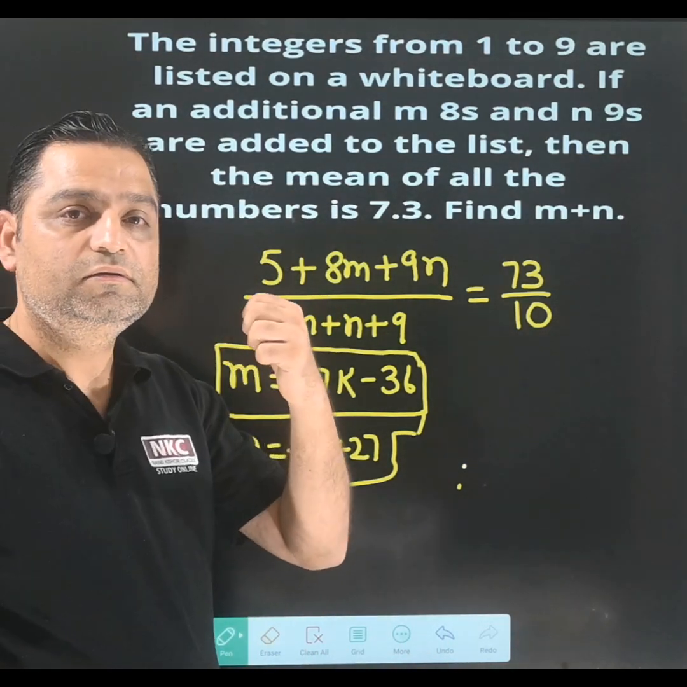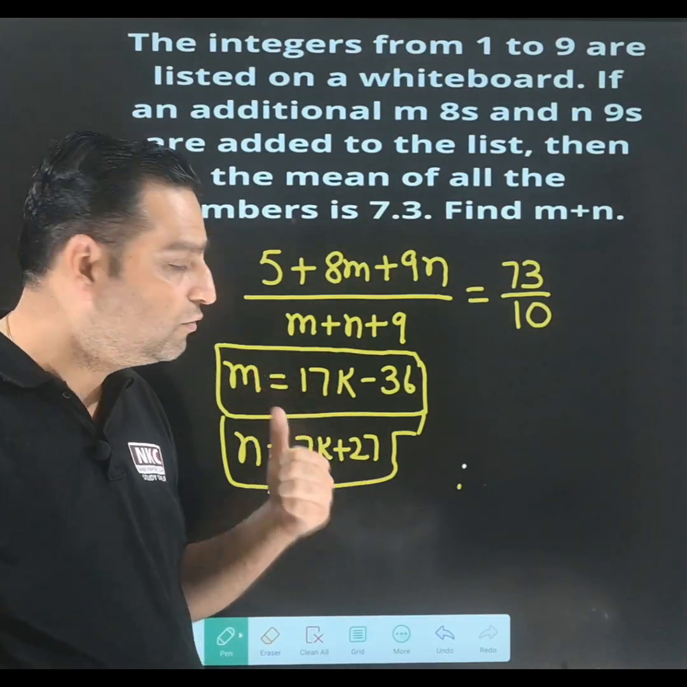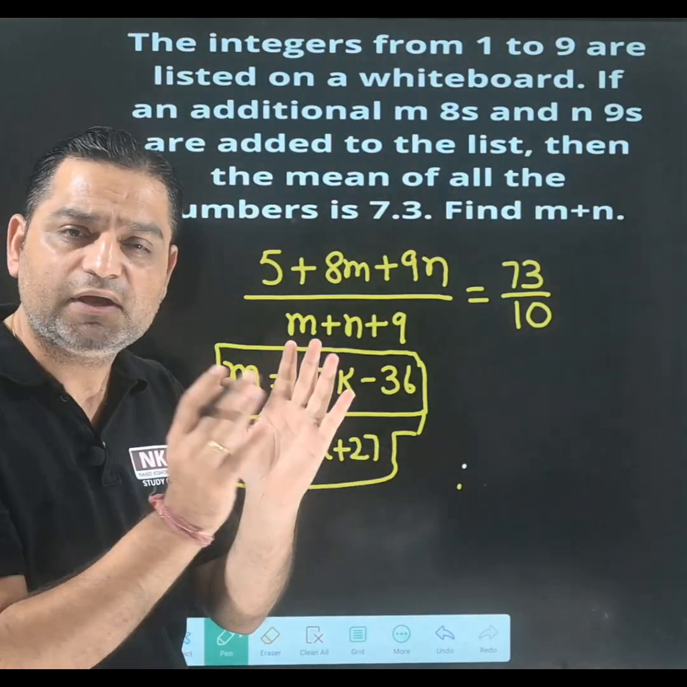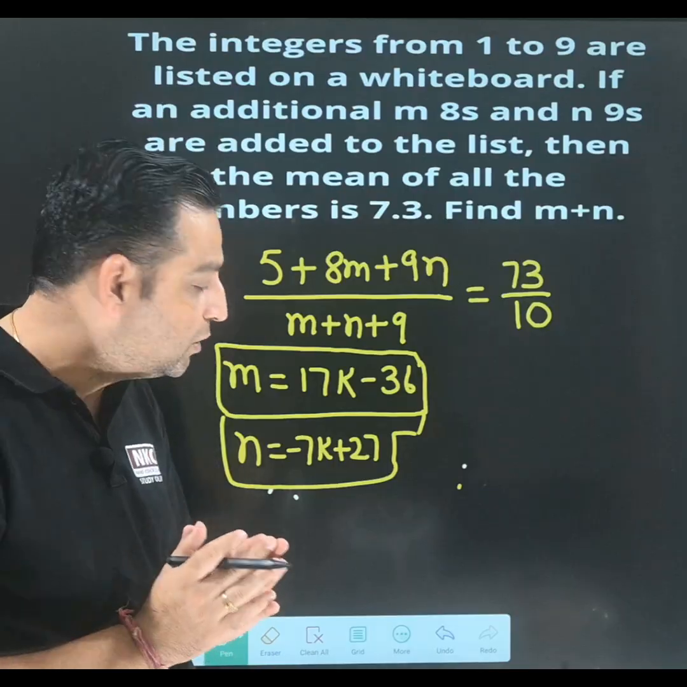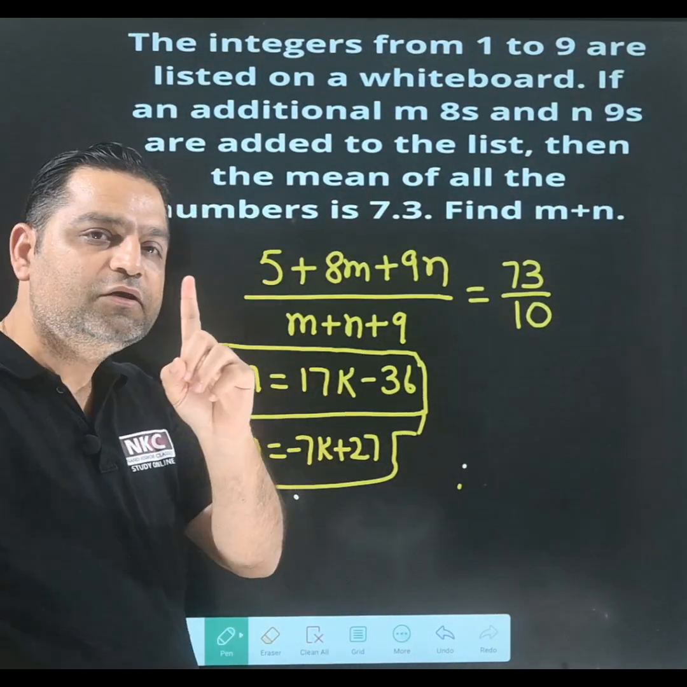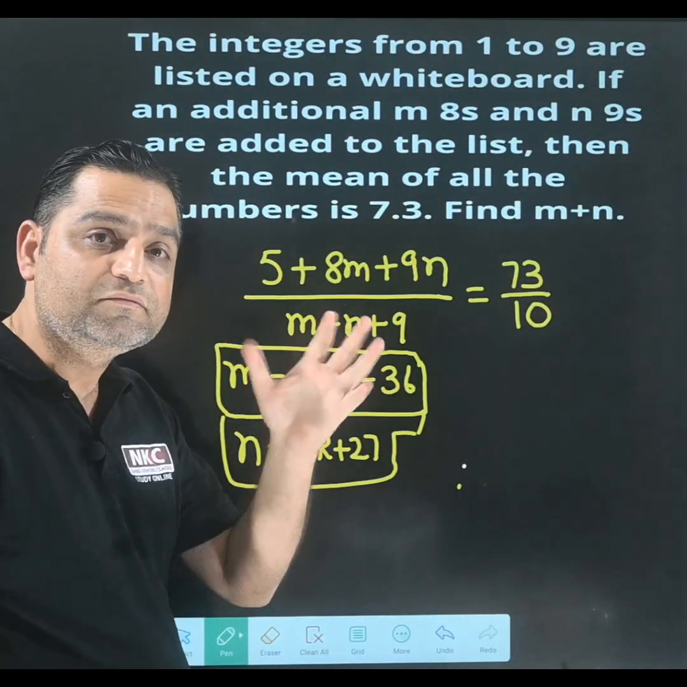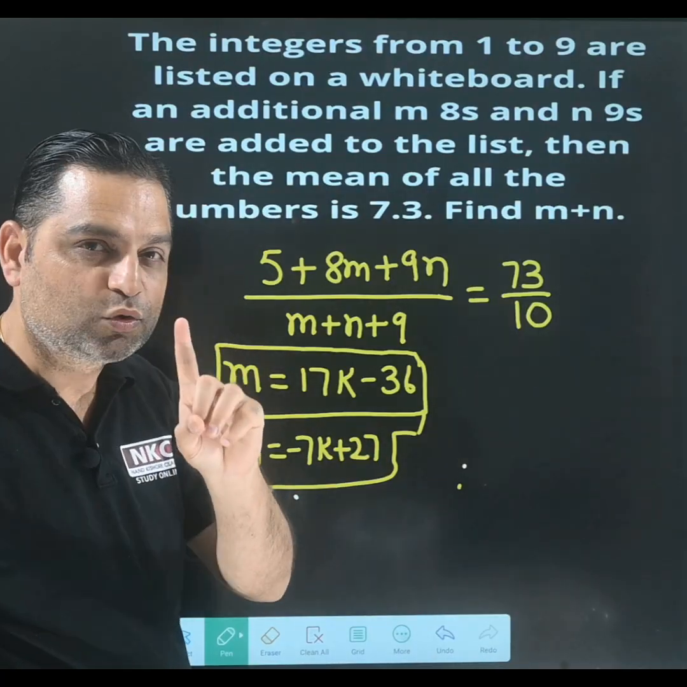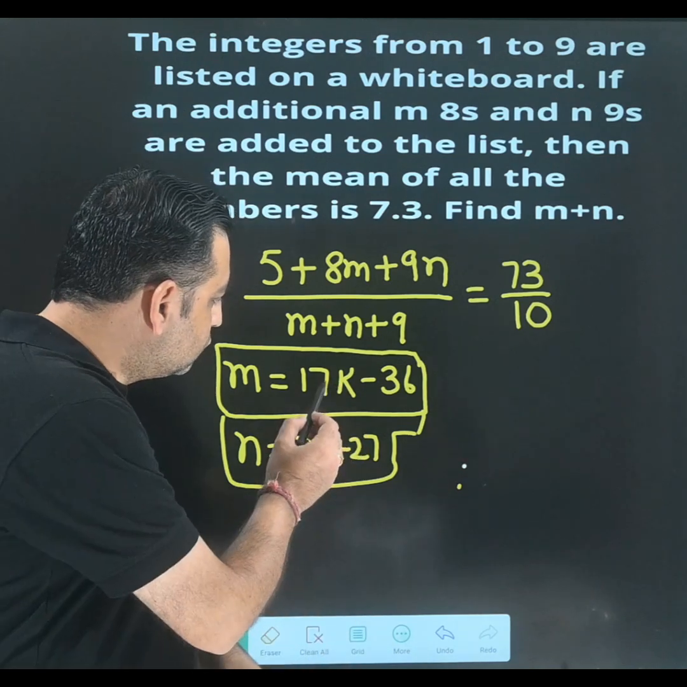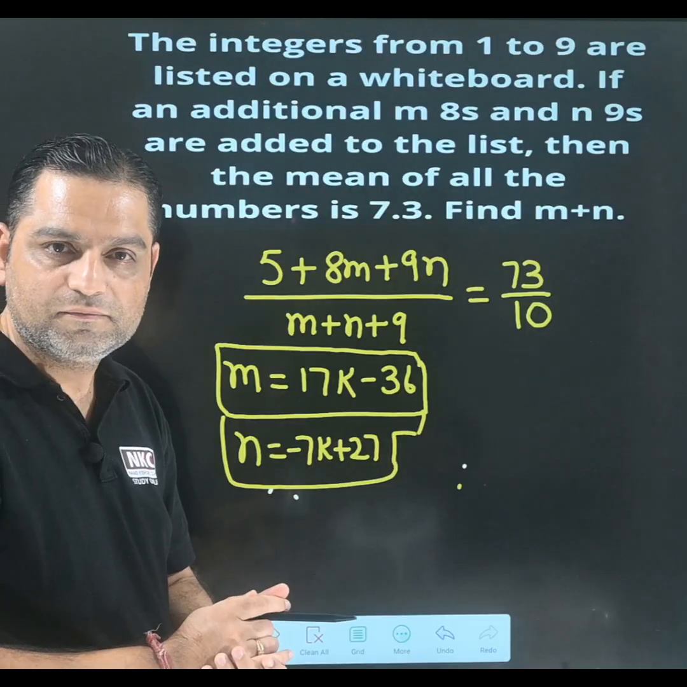See, now time starts for the selection of the value of k. Selection of k means k can be taken as 1, 2, 3, 4, 5, anything, it's an integer. But which value of k is satisfying here? See, if I take the value of k as 1, it will become 17 minus 36. m will be negative. Counting can never be negative. So k is equal to 1 is not satisfied. If I take k is equal to 2, still it will become 34 minus 36. m will still remain negative.